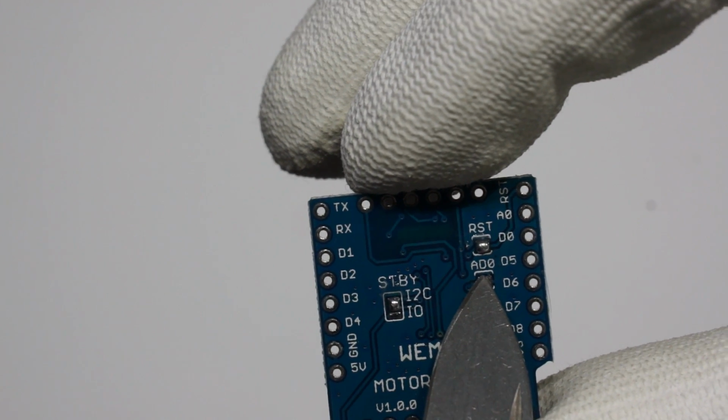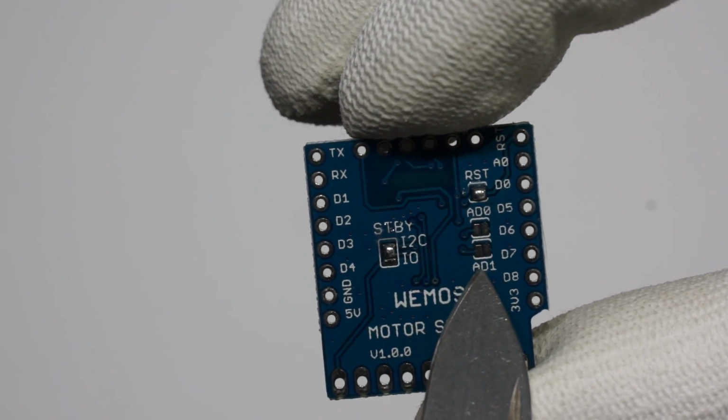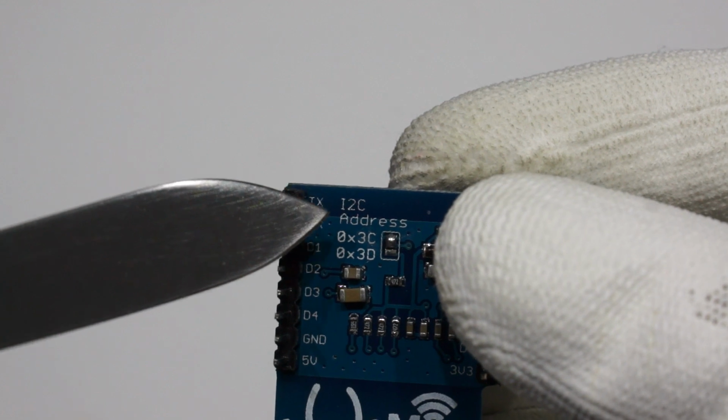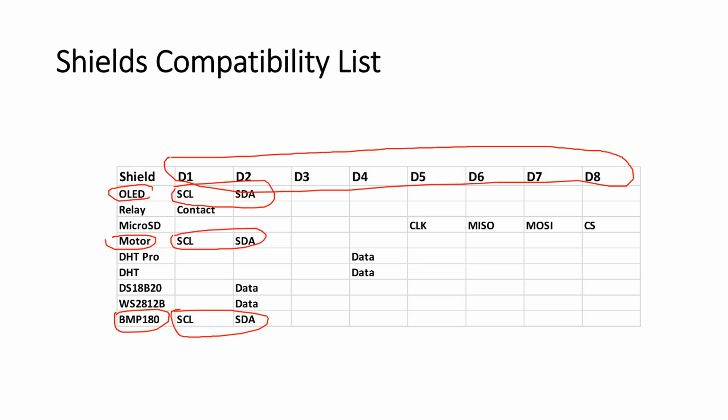The motor and the OLED shield have also selectable addresses. So you can even use more than one of the same shields in one setup. The BMP180, however, has no selectable address. But it would anyway not make sense to have 2 of those sensors in close proximity, because temperature and pressure anyway would be the same.